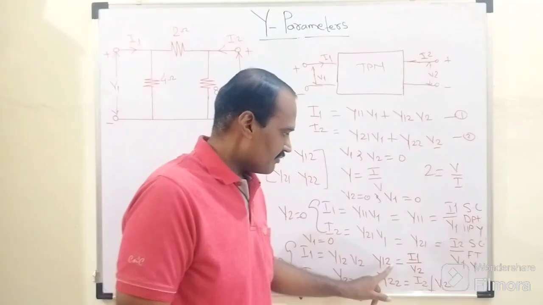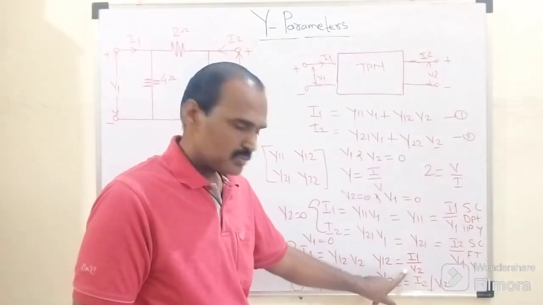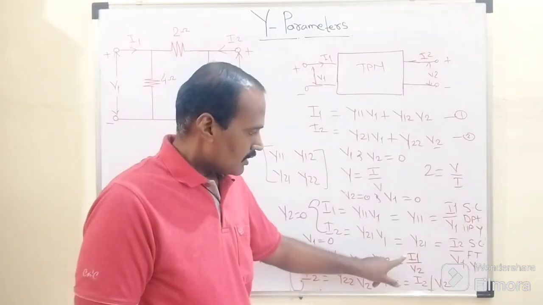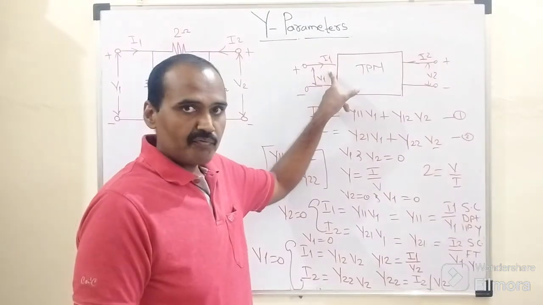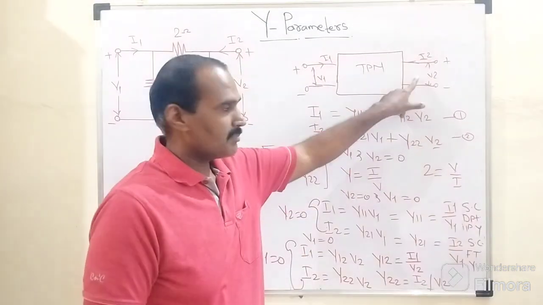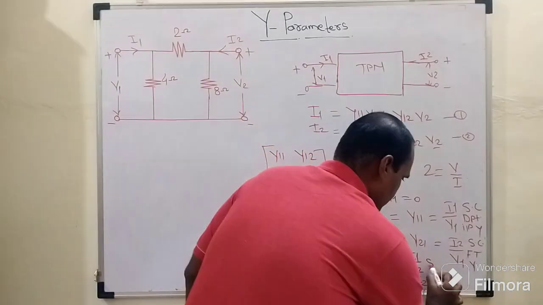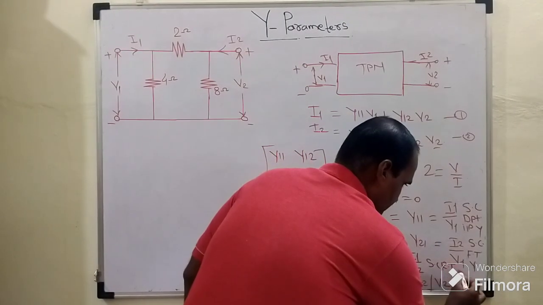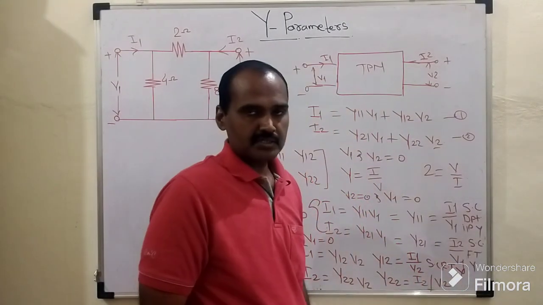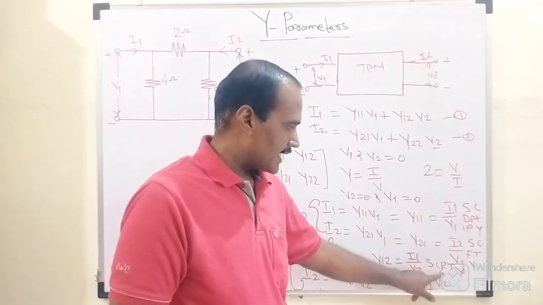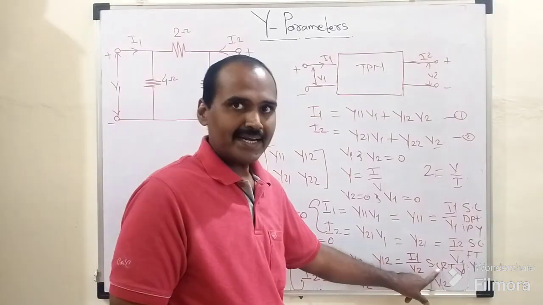Y12 is the ratio of I1 to V2. I1 is the parameter of the first port, and V2 is the parameter of the second port. That's why it is called the short circuited reverse transfer admittance parameter. Why is it called short circuited?